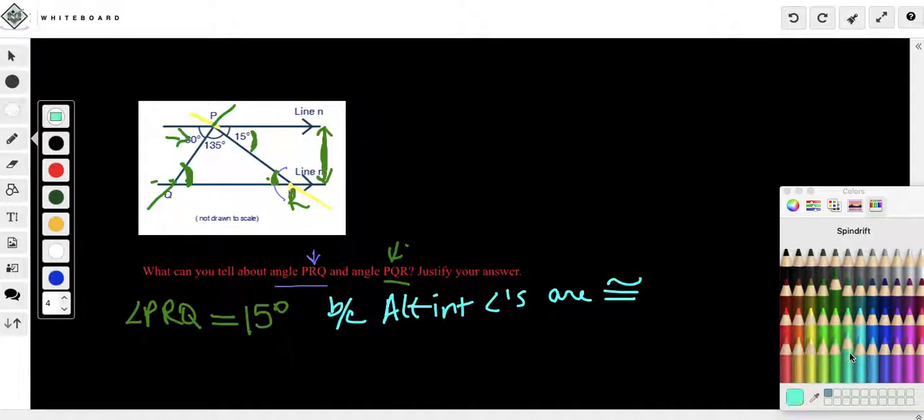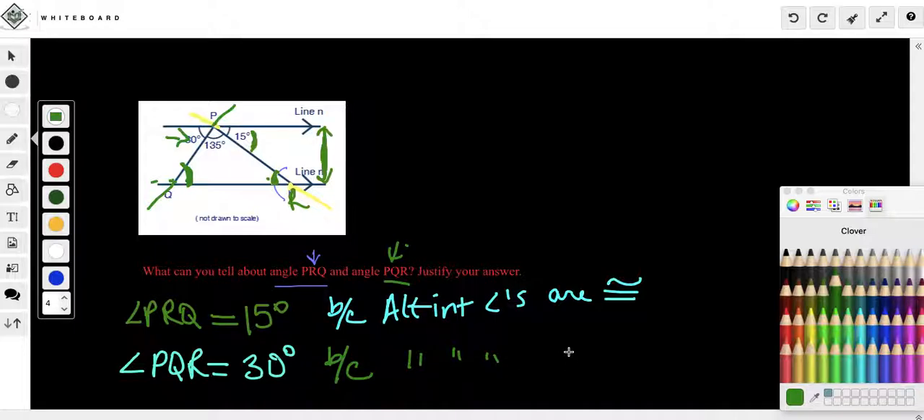So we now know and can write down here that angle PQR equals 30 degrees. And if we want to justify it, why? Because alternate interior angles are congruent. So I'm just putting these lines because I'm just copying what's up here. So the justification for both of these is the same. That the way that we got the degree measure of each angle is by looking for another angle that we know is going to be congruent. So that's how we're going to figure those out.